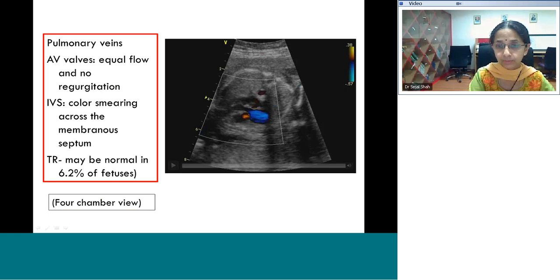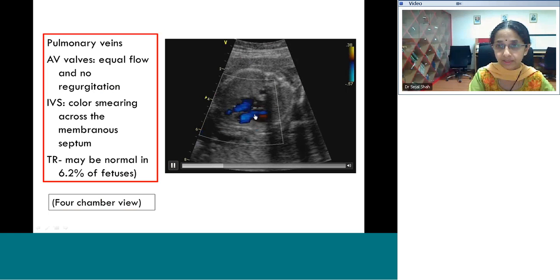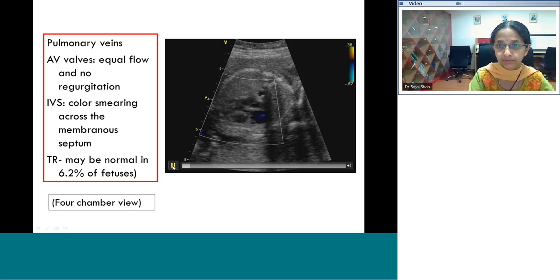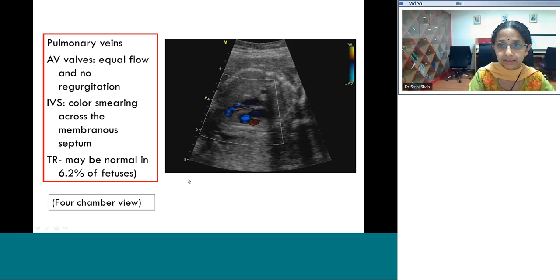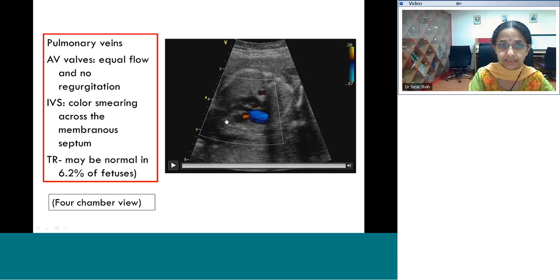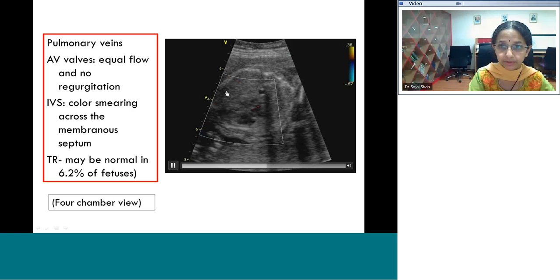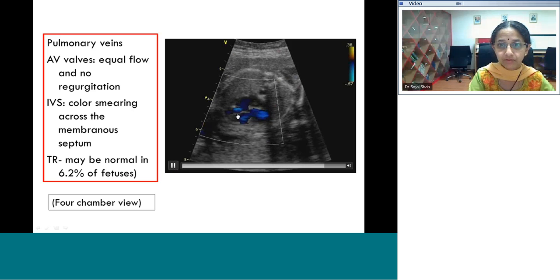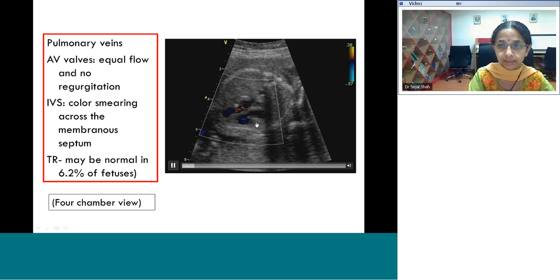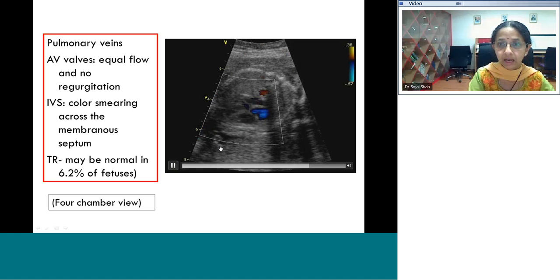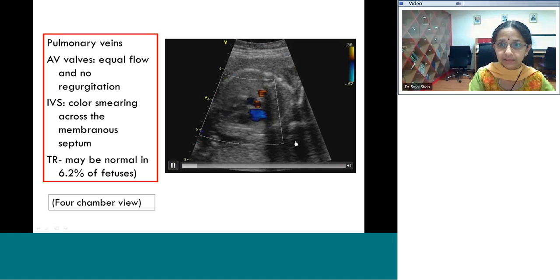The next most important thing is the AV valves. As we can see here, we have a linear, smooth flow across the mitral and the tricuspid valves, and there is no regurgitation. The third is the interventricular septum, which is seen, and there is no color crossing across the septum. Remember, in a 4-chamber view, you might see a false dropout in the membranous septum, so it's very important to double check it in outflow views. There is no membranous defect.